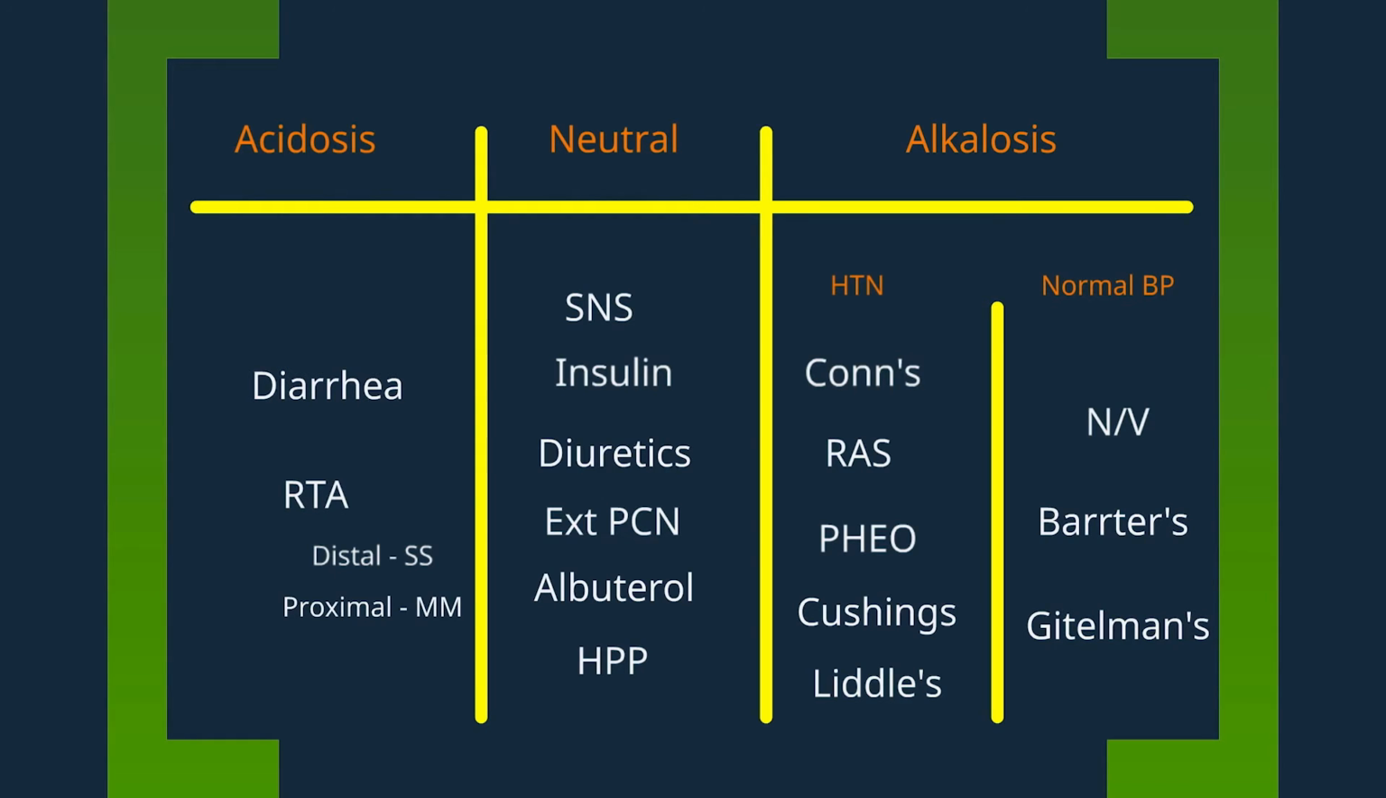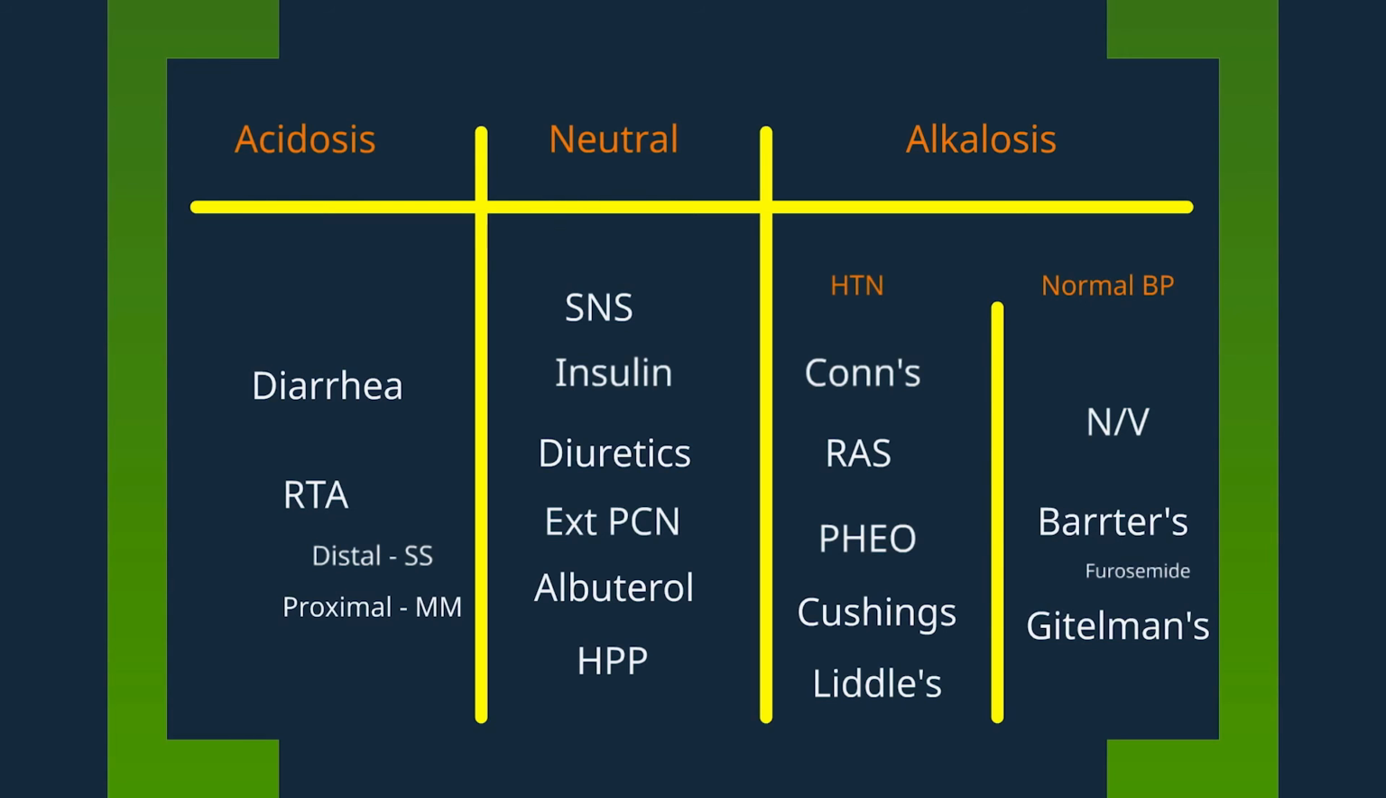Under our alkalotic causes of hypokalemia, there are many, including Conn syndrome, renal artery stenosis, pheochromocytoma, Cushing's, and Liddle's. Liddle's is a defect of the epithelial sodium channel, otherwise known as the ENaC. Under normotensive hypokalemia, there's nausea, vomiting, and then there's Bartter's and Gitelman syndrome. Rare conditions, but important to define.